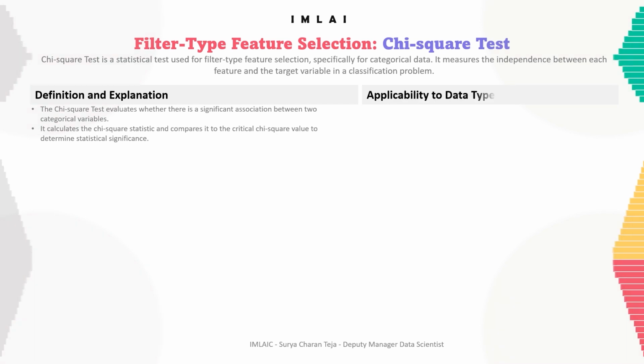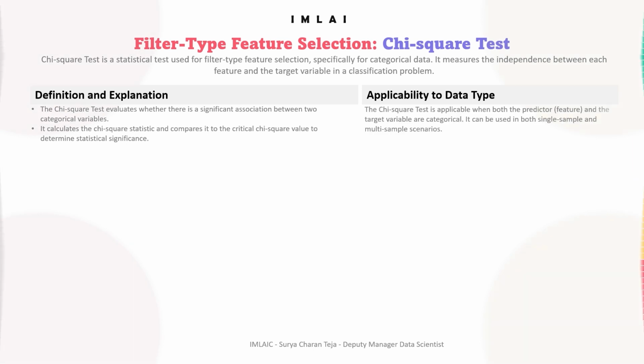Then, applicability to a data type. The chi-square test is applicable when both the predictor feature and the target variable are categorical variables. So the chi-square test is applicable when both the predictor and the target variable are categorical. It can be used in both single sample and multi-sample scenarios.